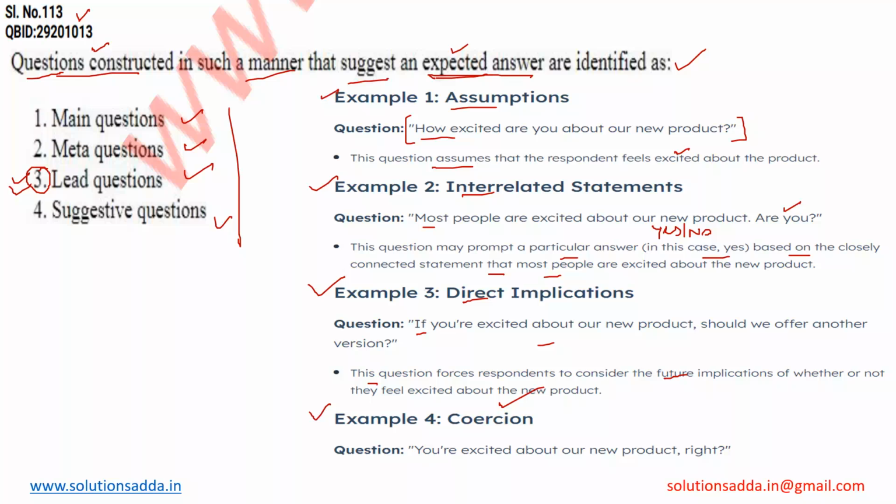Last example for lead question would be coercion. Here: you are excited about our new product, right? In this we are again assuming that the respondent will answer in 2 ways. Either he says yes or no. So the correct option for this question will be option number 3.